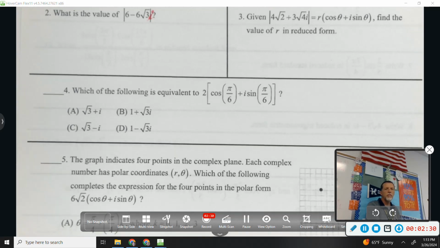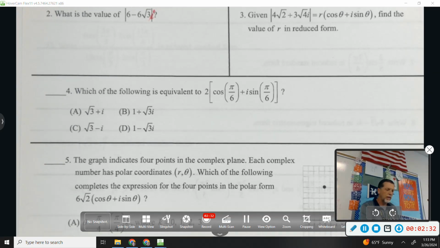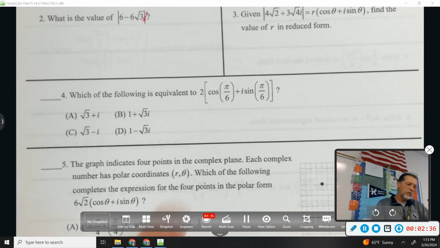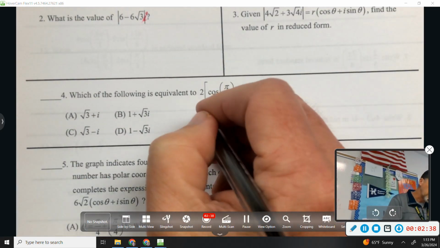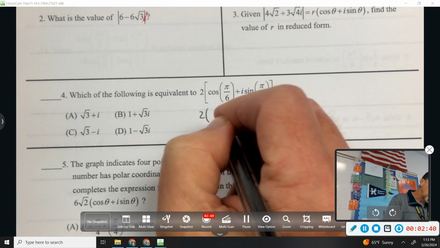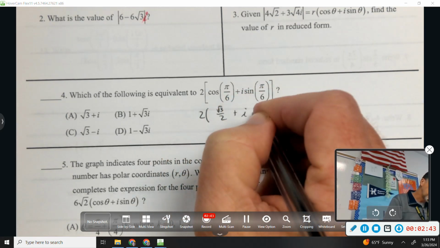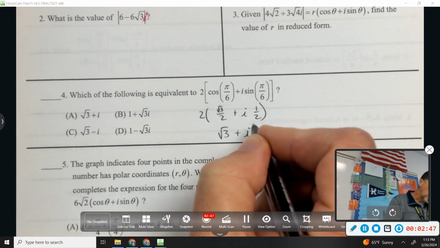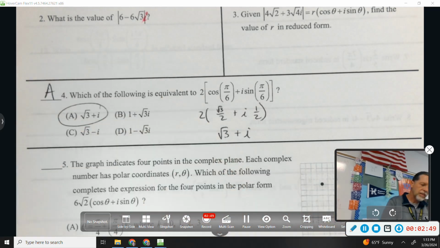Number 4, which of the following is equivalent to, that's pretty easy, we could have answered that probably early this semester as soon as we learned what cosine of pi over 6 is. Root 3 over 2. Sine of pi over 6 is a half. Distribute the 2, and root 3 plus i. That's about as easy as it gets.